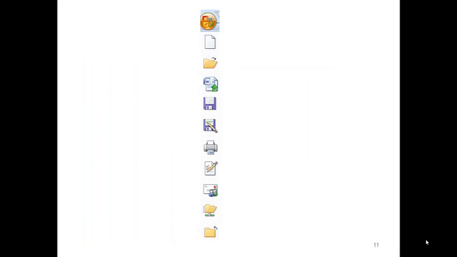Okay, what's this? Start button. Okay, what's the one at the top? Okay, and what's that one? Blank page. New, what's that one? What's that one? Upload.